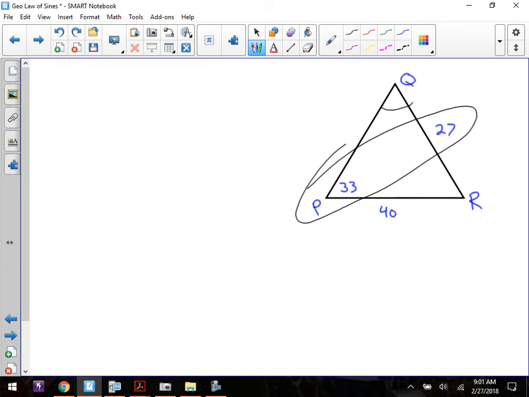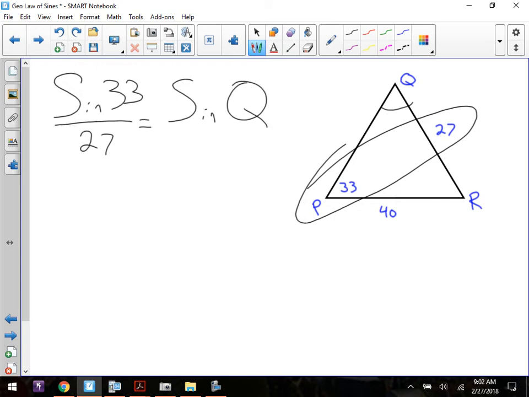You're looking at the problem after you draw it out. What information do you have? In this case, we have the angle and the side opposite. So I know I'm going to use that. The sine of 33 is to its side opposite as the sine of Q is to its side opposite. Right. And then remember, what buttons do you have to press to find an angle?